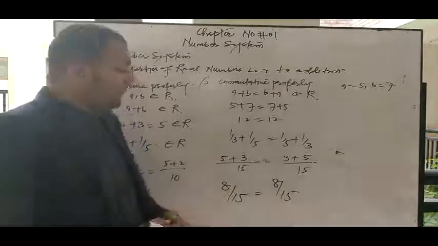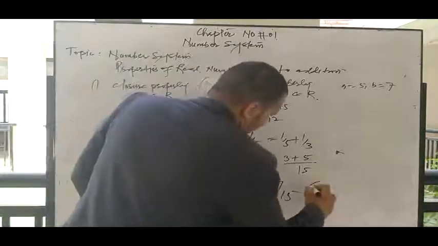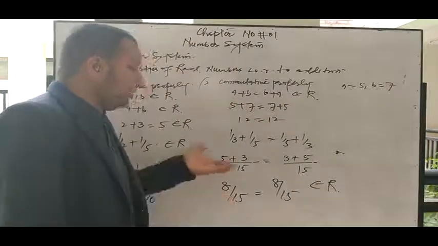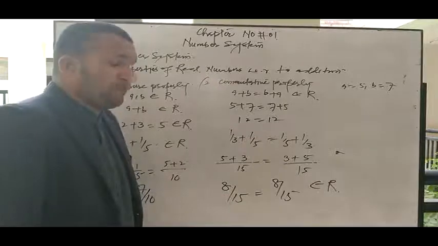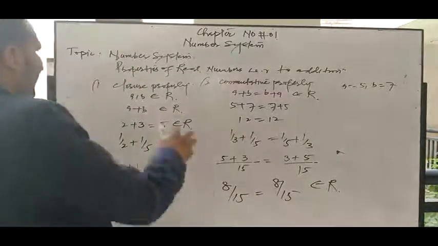The values of the right hand side and left hand side are equal, and the value belongs to the real number. The answer is a fraction, the fraction is rational, and the rational belongs to the real number. And third is the associative property.